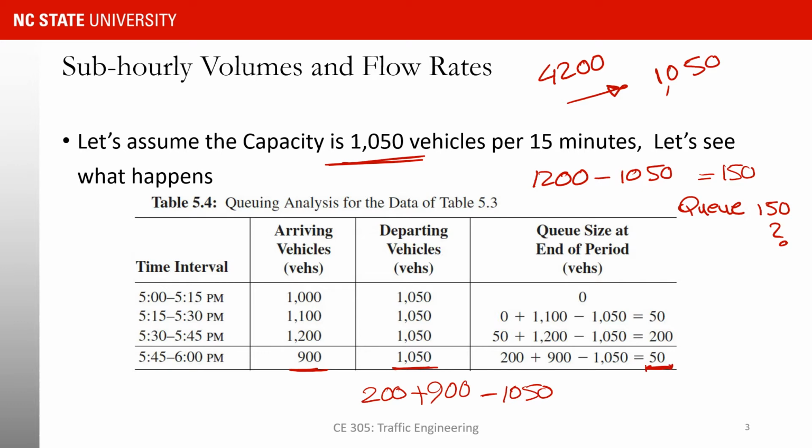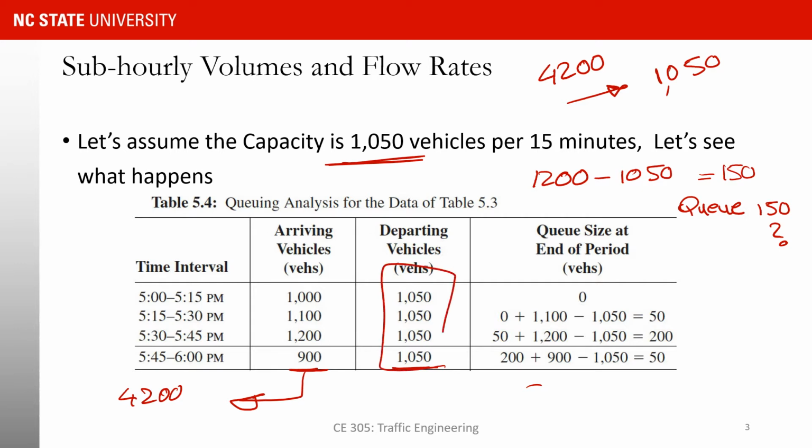But what is the total number of vehicles that arrived? The summation of all of these numbers that arrived is 4200. What is my overall capacity? Summation of all of these is also 4200. So while my per hour demand was equal to per hour capacity, you see that I could not process all vehicles there, and 50 vehicles remain in queue after 6 p.m.